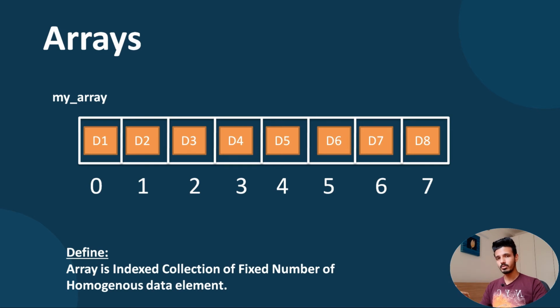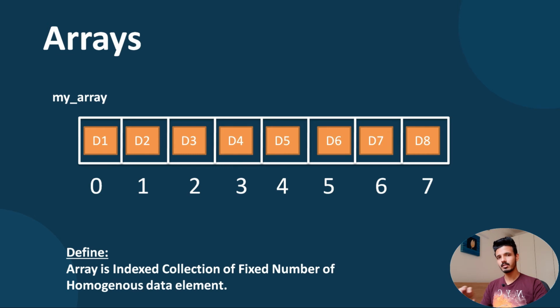And in case of homogeneous data elements, it means that whenever you try to declare an array, you declare it with some data type. That could be an integer, it could be a string, it could be a double. So you should stick to that data type, and you can only store that type of value inside the array. So if you have declared an array of integer type, you cannot store a double value, you cannot store a string value. That's not possible in an array. So this is a brief definition of an array.